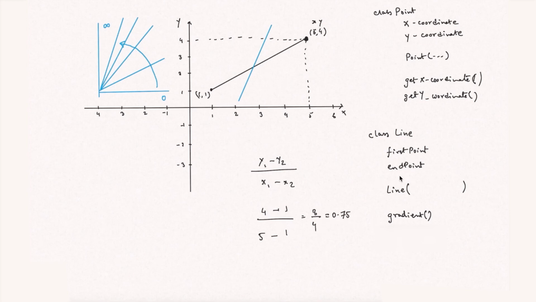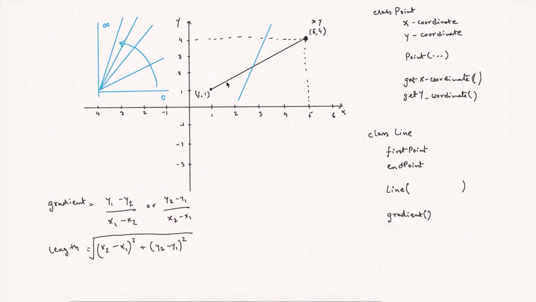So every time we create a line, we don't want to do this again and again and again to find the gradient, right? So we'll just write a method for it. And then whenever we call the gradient method of a line, it'll just directly give us the gradient of that line. So that can be a method.